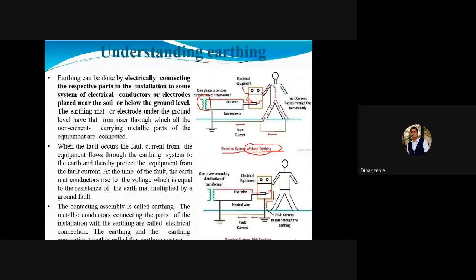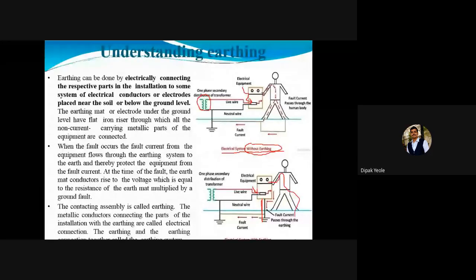But if there is an electrical system with earthing, so what will happen? Same concept, same diagram we have to follow, but we have to use this earthing for the equipment. You can see over here, the equipment earth is available. So this is called as equipment earthing. So if there is a fault, no doubt this fault, or you can say the excess amount of current, will go with the help of this earthing conductor, not from a human body, but from the earth conductor.